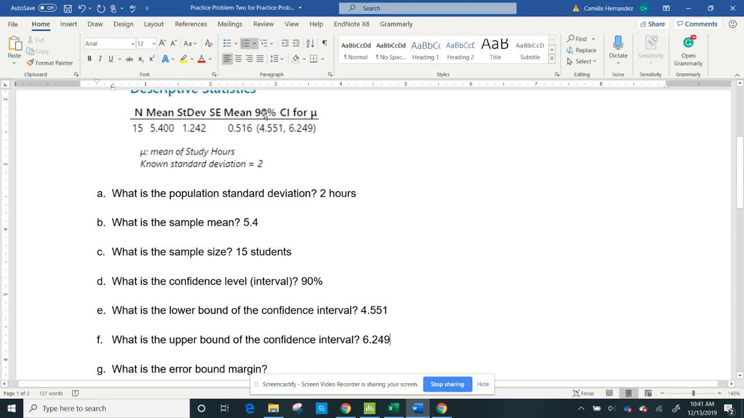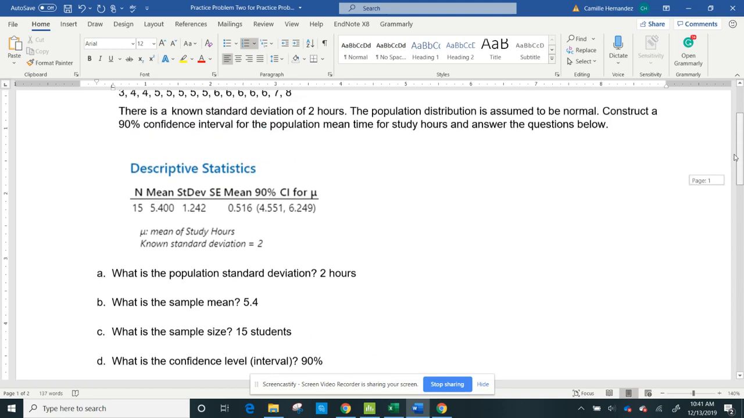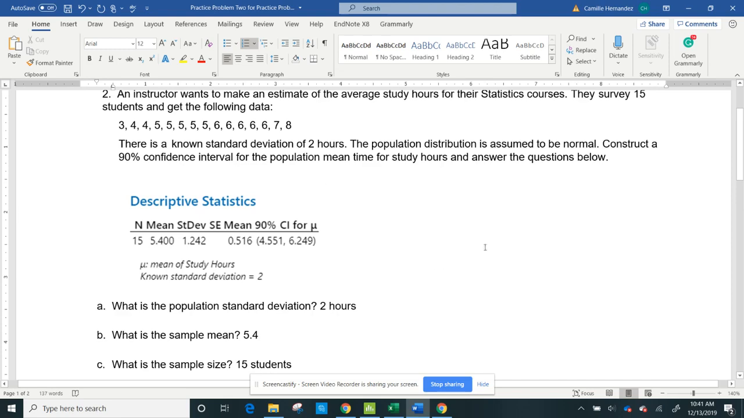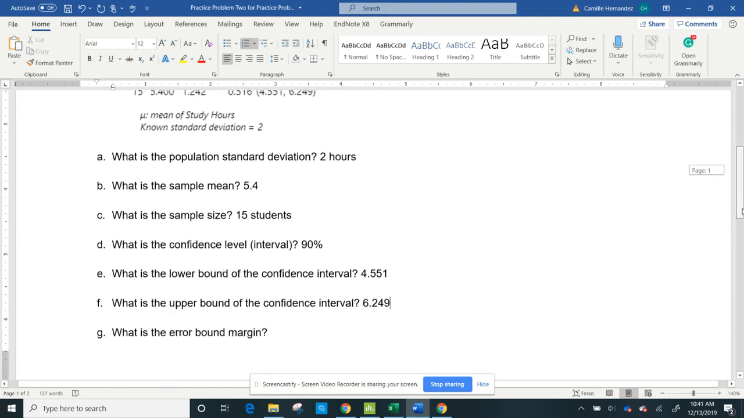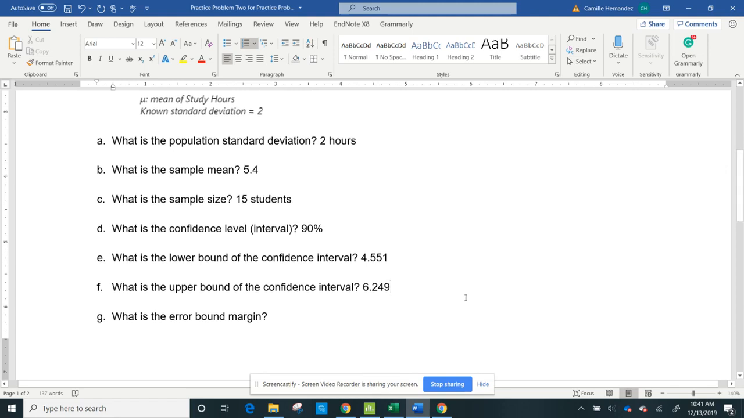I always want to make sure this right here, that 90%, is the same as what's in my problem. If I do a 95 or a 99, I might get a different result. All right, so I have all of my information. So now I need to do my error bound margin.